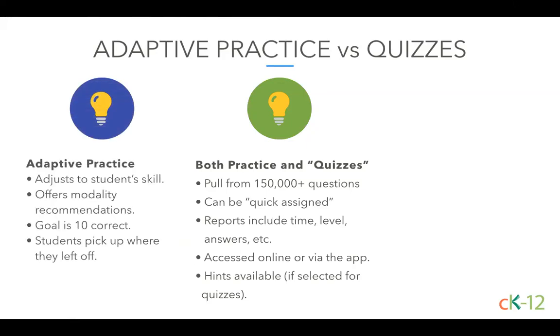Adaptive practice adjusts to a student's skill level. So if you missed our general groups and practice session, it basically gives them harder questions if they're doing well and easier questions if they're doing poorly. And then if they're really struggling, it will stop them and actually recommend that they read something or watch a video or do an interactive before they continue with practice, just to strengthen those skills. So those are the modality recommendations. And then the goal is to get 10 correct. It also saves their progress as they go, so students can pick up where they left off. If they got maybe 3 correct today, they can try some more and still get to that goal of 10.